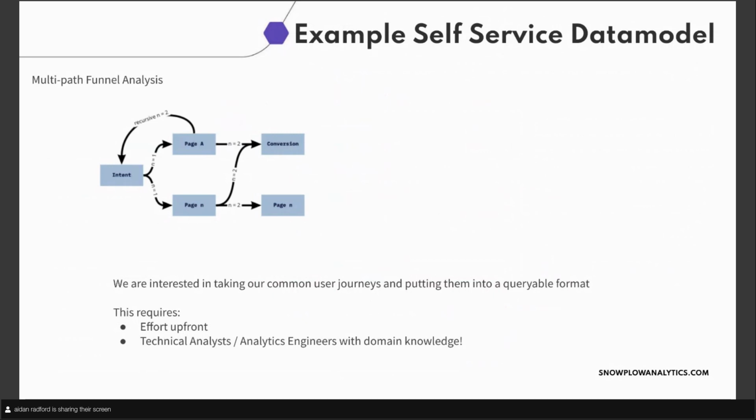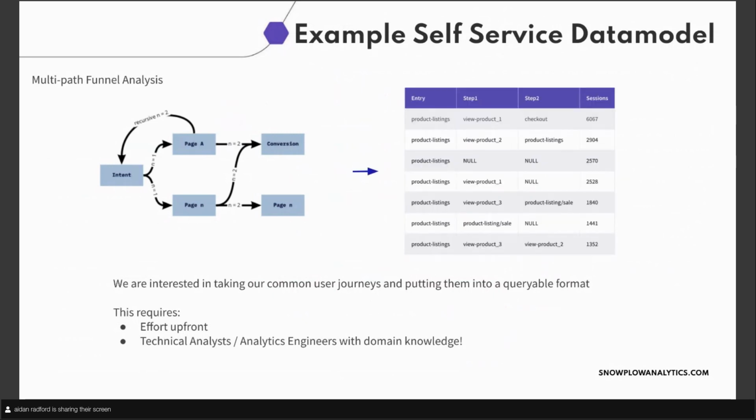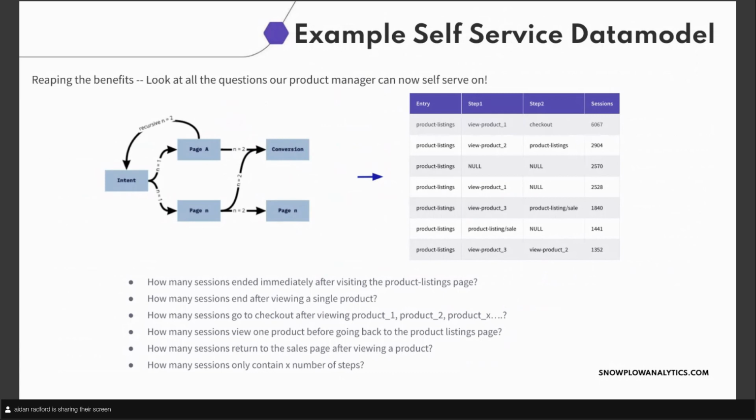And this does actually require quite a bit of thinking and effort up front. It also requires analysts or analytical engineers who have domain knowledge of the business to be able to create it. But if we do have this willingness to do this work, and if we do have these analysts, then it's possible to arrive at a table like the one on the right-hand side that's capable of answering a whole load of questions. These questions include, for example, how many sessions end immediately after visiting a product listings page, or how many sessions end after viewing, for example, a single product.